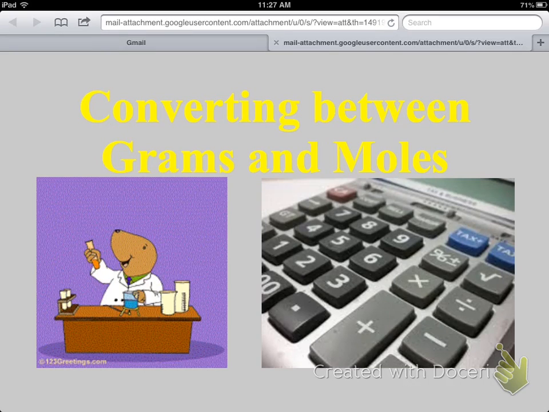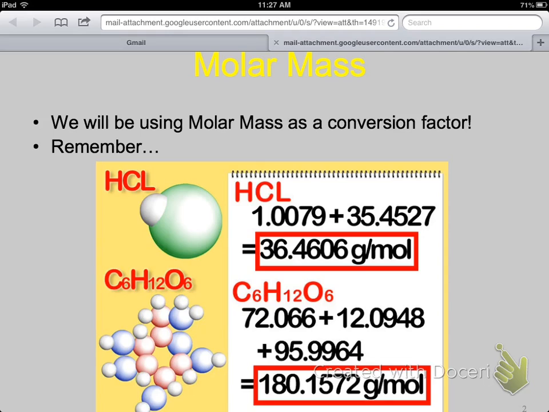Okay, our next topic is going to be another conversion, and we're going to be converting between grams and moles. So I'm sure you kind of thought about that in our last molar mass discussion. We're going to be using our molar mass as conversion factors. So once again, molar mass, you add up the masses from the periodic table, making sure to take into account those subscripts.